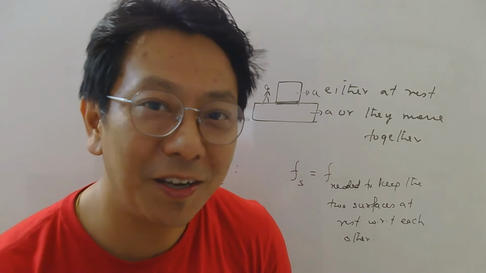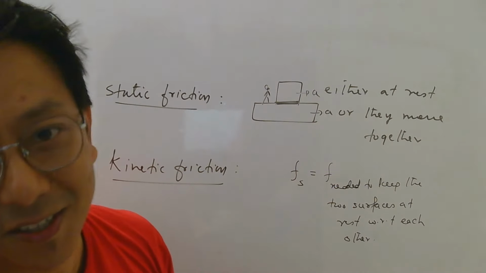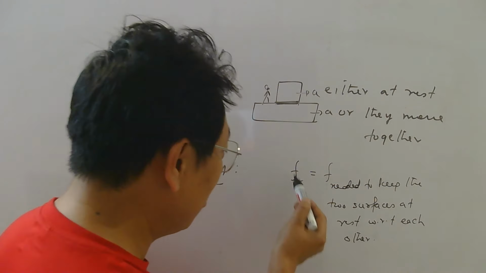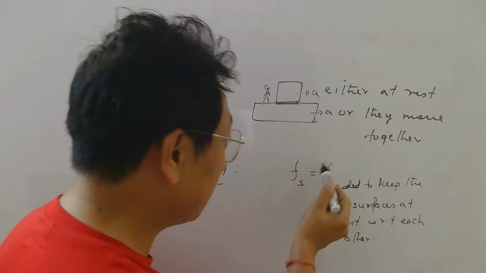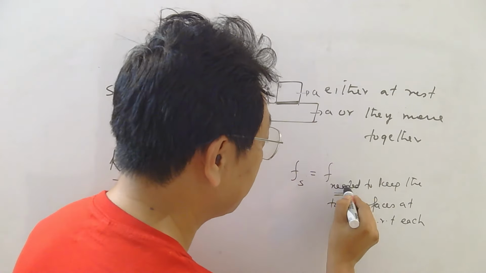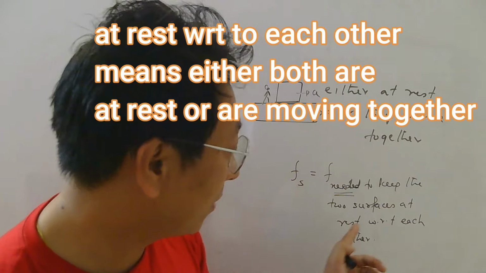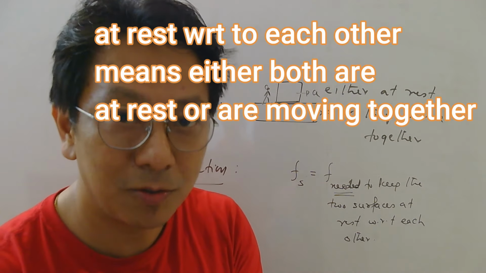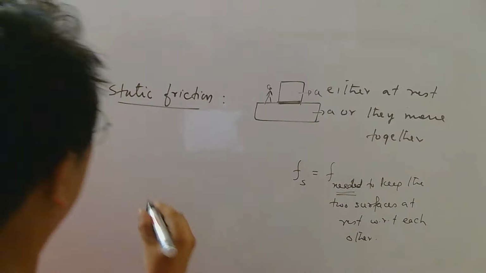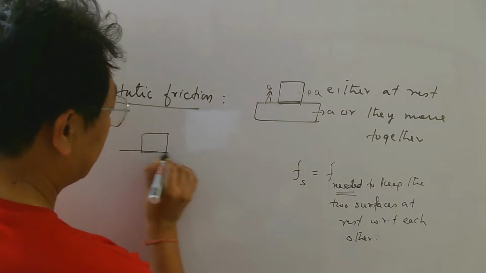Understood? Now static friction doesn't have any unique formula. Static friction is self-adjusting, meaning the value of static friction is equal to the force needed to keep the two surfaces at rest with respect to each other. So one surface should see the other surface is at rest. So let's say one block is here and this is a fixed surface.